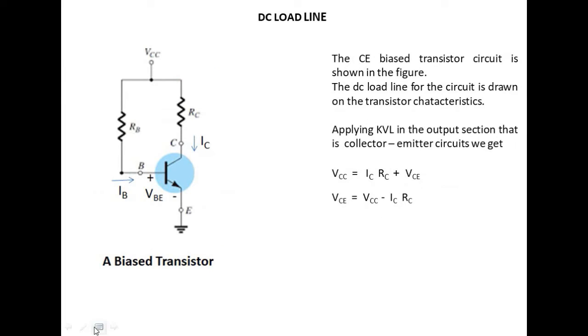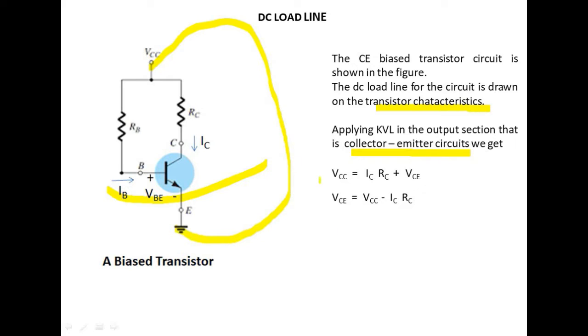DC load line. The common emitter biased transistor circuit is shown in the figure. The DC load line for the circuit is drawn on the transistor characteristics. Now apply KVL in the output section, that is, the collector emitter circuit. We get VCC equal to IC RC plus VCE. So we have VCE as VCC minus IC RC.